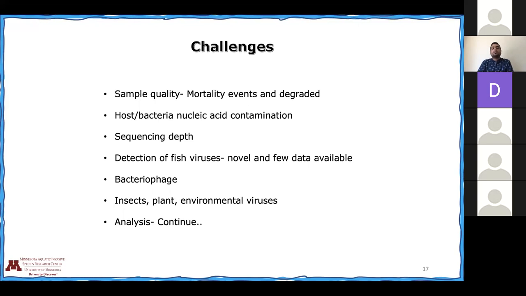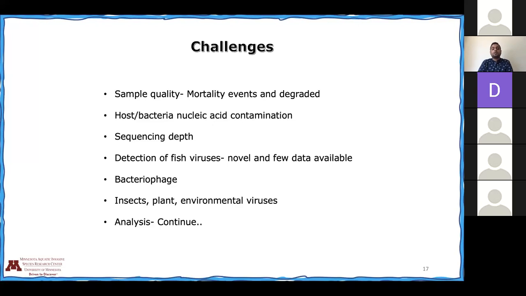The next challenge is host or bacterial contamination in our sequencing. Even though we treated our samples with DNase and RNase, we still got 90% of the sequence reads belonging to host or bacterial reads. For sequencing depth, in future we will do more sequencing so that we get more reads per sample. And detection of fish viruses is hard because there is very little data available online, and it is hard to annotate and figure out which families these viruses belong to.